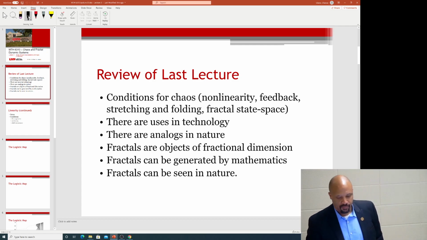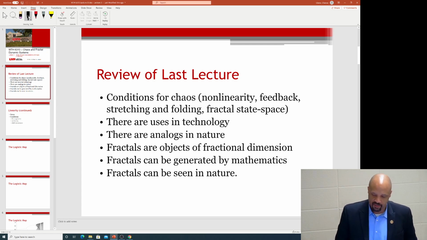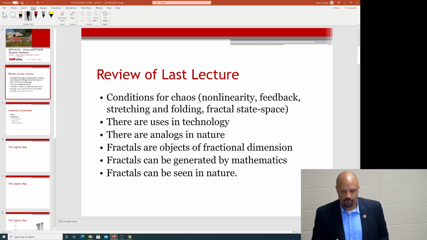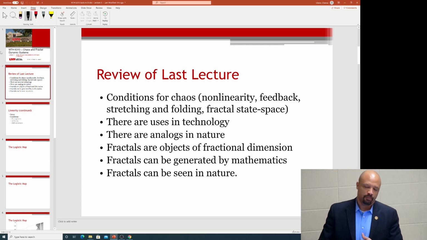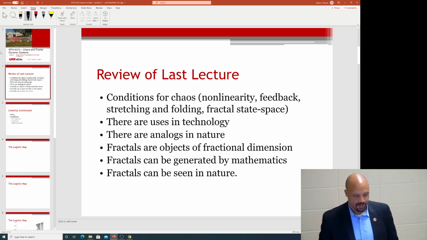So there are uses in technology. We'll begin to explore some of those. There are things in nature. Fractals are objects of fractional dimension, and today we're going to talk about how to calculate the dimension of a fractal, and you can see them in nature. And I invite you to look into the reading and even expand beyond that. Do some searches. Once you do searches on fractals, you'll be inundated with all kinds of beautiful things. I encourage you to look at that.